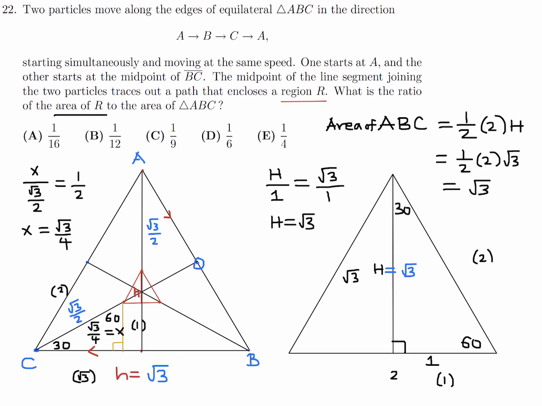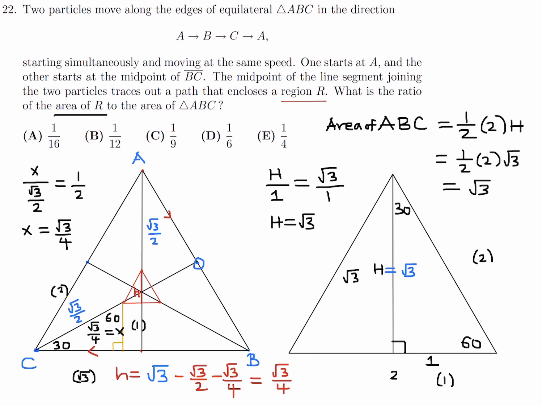Small h is basically, first you look at that full distance top to bottom, which is root 3. Subtract from that this guy, which is root 3 over 2. And we also need to subtract this distance, which I just figured out was root 3 over 4. And if you do that, you get h is equal to root 3 over 4. So we are almost done.